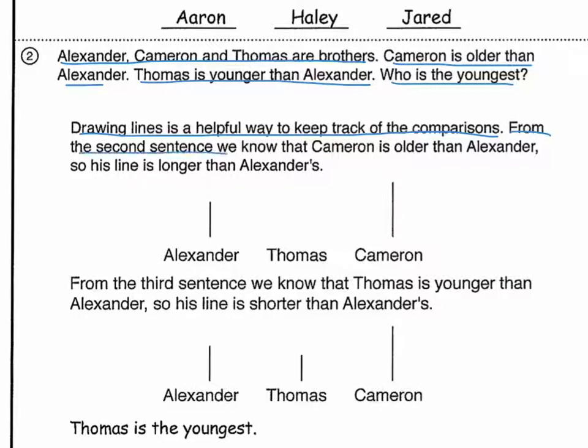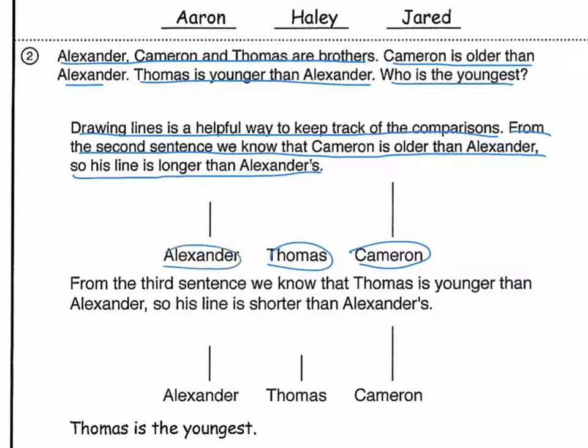From the second sentence, we know that Cameron is older than Alexander. So his line is longer than Alexander's. Older, longer line. Heavier, longer line. Singing for a longer amount of time, longer line. So we have our 3 characters here, Alexander, Thomas, and Cameron, and we're going to draw lines above their names to show how much of something that they are, okay? So to keep track of a comparison.